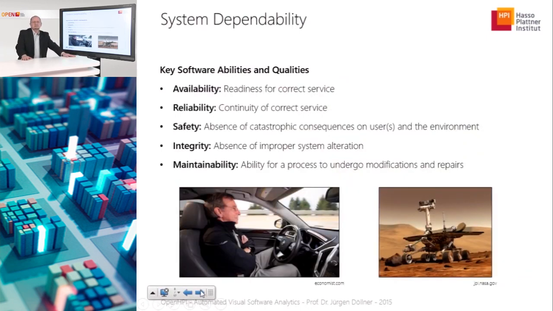This is summarized by the expression system dependability. If software systems are key elements of complex computer-based systems, we have to ask, what about their abilities and qualities? Key abilities and qualities include, for example, availability. To which degree is the system ready for correct service? Also, reliability represents a key quality criterion. Is this correct service continuously available?